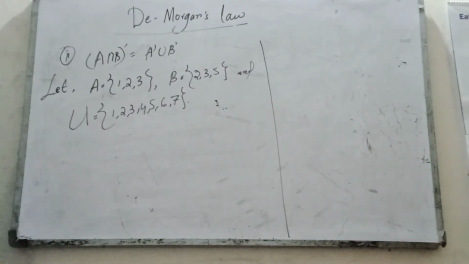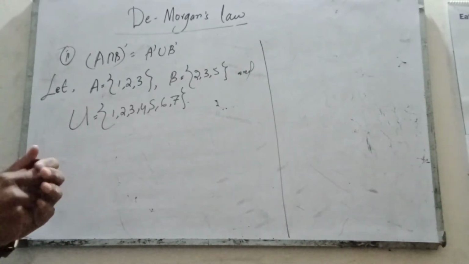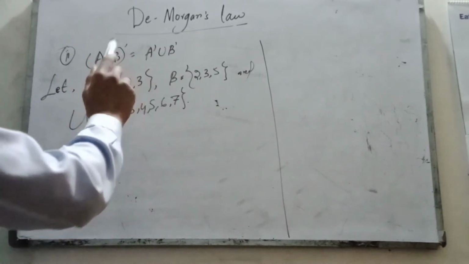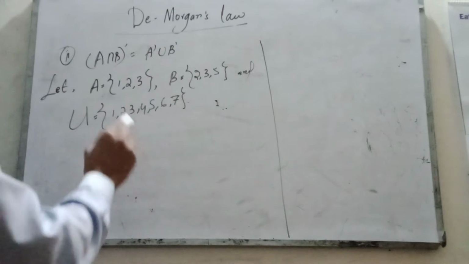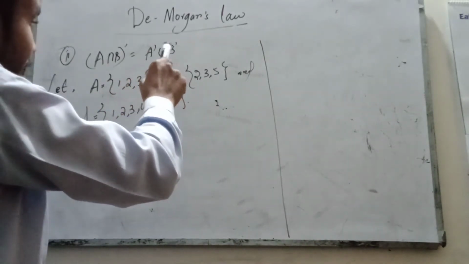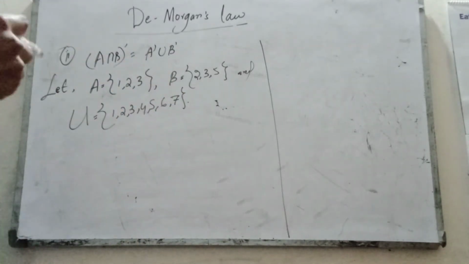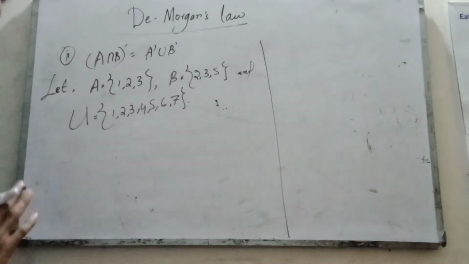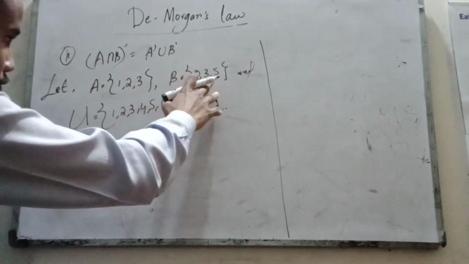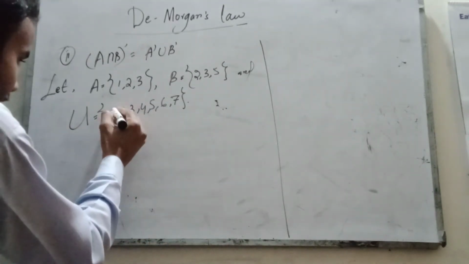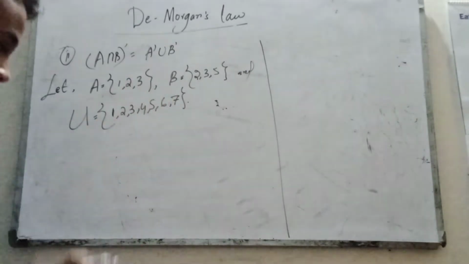Now we are going towards the second law. What is the second law? In this law he said, if you find the complement of the intersection of two sets, then the answer will be equal to the union of their complements. So let's prove it. We have taken A is equal to {1, 2, 3}, B is equal to {2, 3, 5}, and the universal set is equal to {1, 2, 3, 4, 5, 6, 7}.